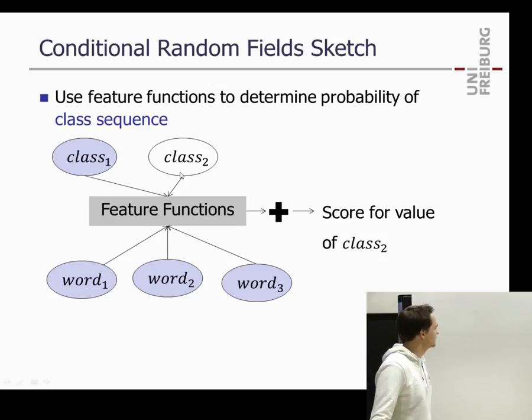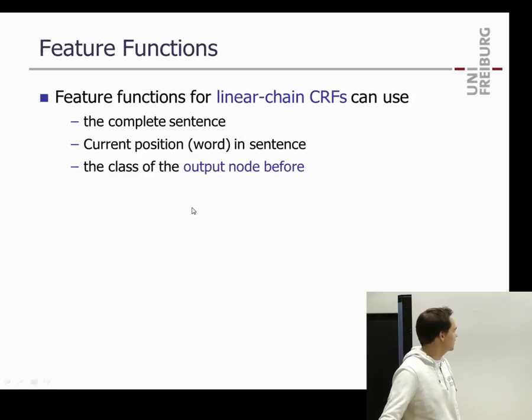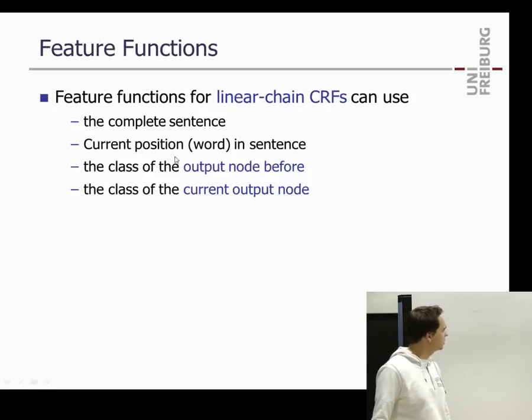Yeah? And that's now if you have another point here, then you just do the same again and you add this value again. So you have some big sum, and in the end you will get some kind of estimate of how likely this sequence of labels is. And I already said these feature functions can use the complete sentence, the current position in the sentence, the class of the output node before, and the class of the current output node. That's the one that you will likely put in all the different possibilities and see what is the highest score.